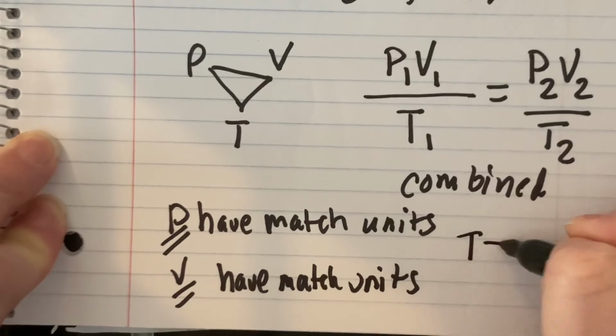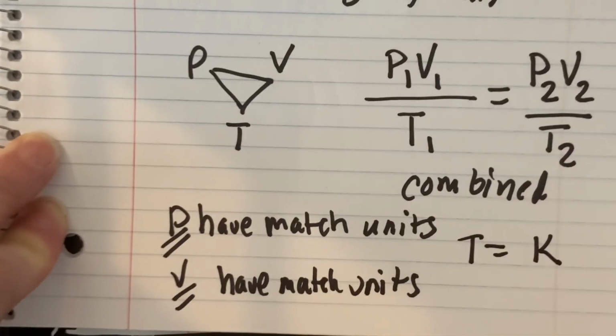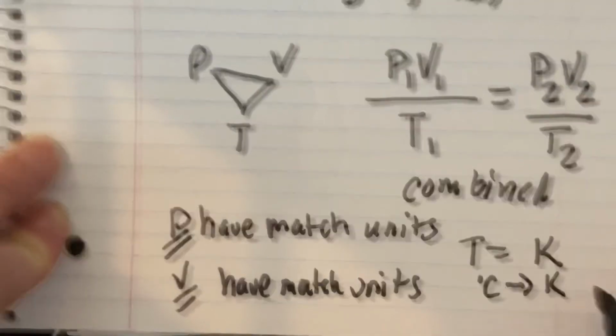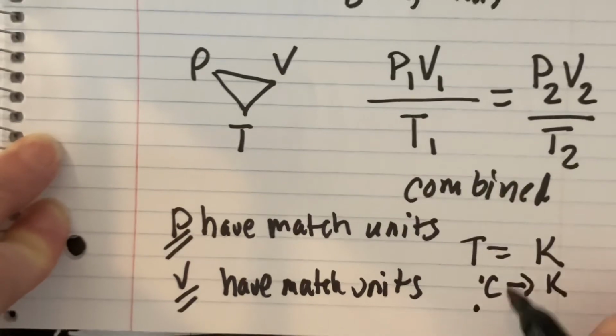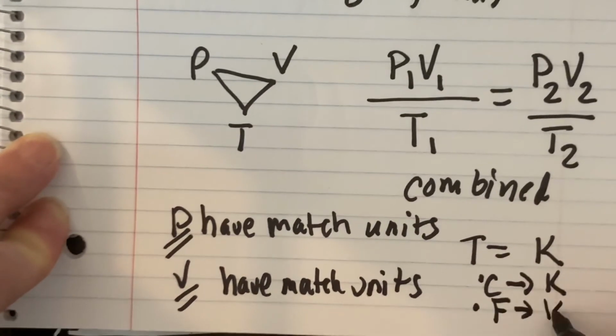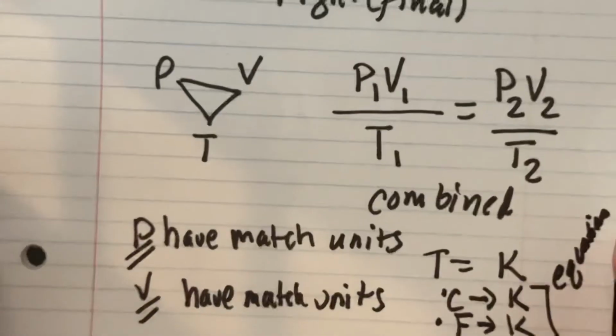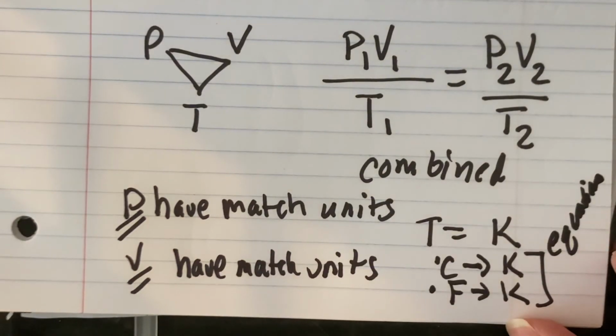Temperature is your weird one. It can only be in Kelvin. Okay. Temperature can only be in Kelvin. So if you have a temperature in degrees C, you've got to convert it to Kelvin. If you have a temperature in degrees F, you have to convert it to Kelvin. So make sure you have those equations available and handy. And there's the gas triangle.